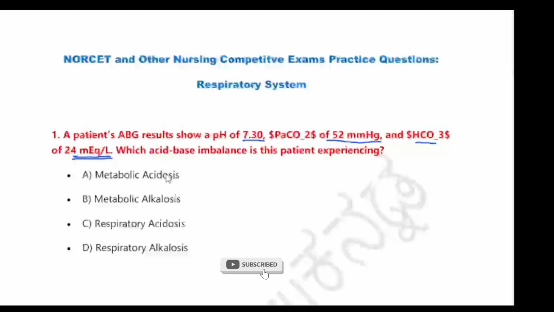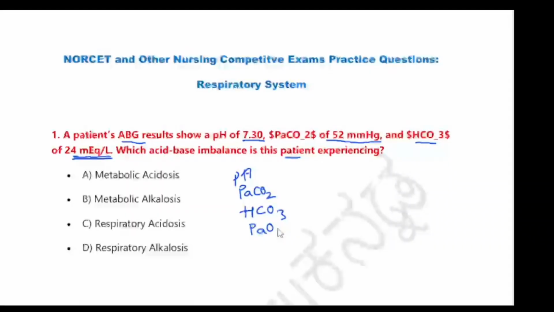What are the components of ABG? Hope you all know. The components of ABG are pH, then partial pressure of carbon dioxide, that is PaCO2, then bicarbonate, that is HCO3, then partial pressure of oxygen, then oxygen saturation, that is SaO2.